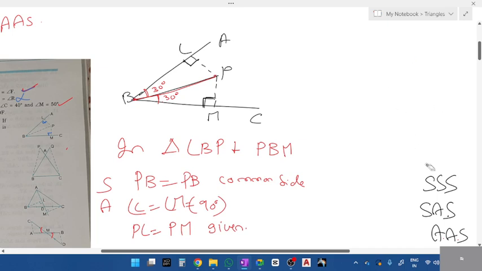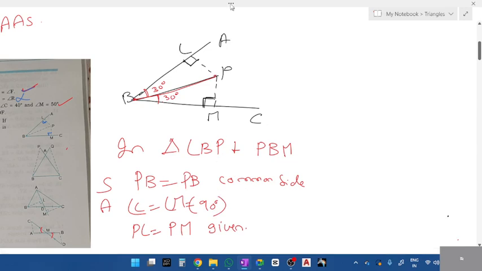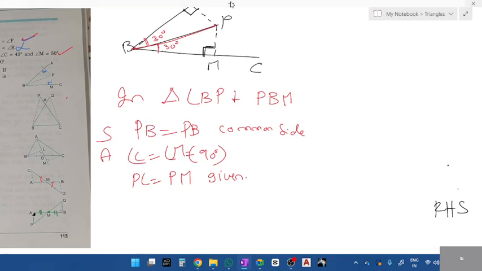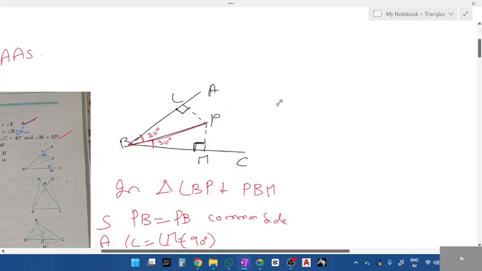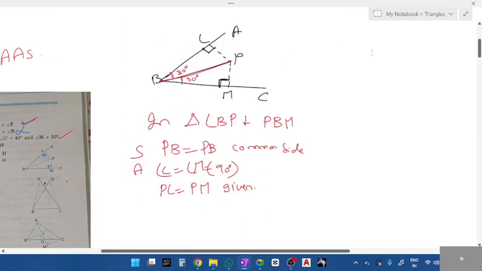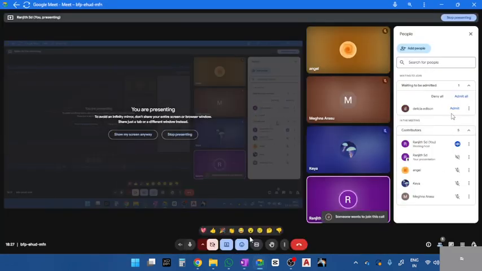Look, this is how you prove they are congruent. Can you see I've written it? PB is equal to PB, common side. Angle L is equal to angle M. PL is equal to PM. So they are congruent under which criterion? Side angle side. So you have to write triangle LBP is congruent under side angle side.